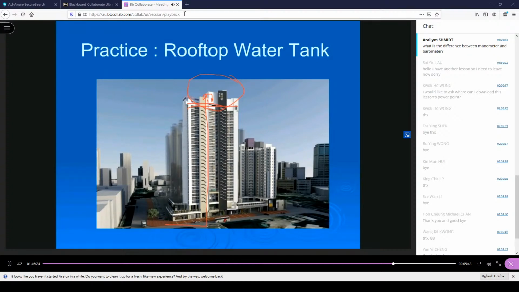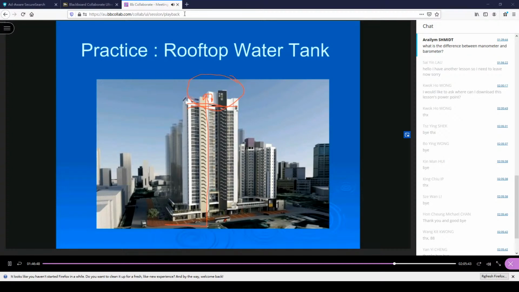Now the tank here is not only for domestic water, it's also for sprinkler water actually. So there are water tanks here, some for sprinkler, some for domestic water supply, tap water, something like that. So fresh water, all this, all here.